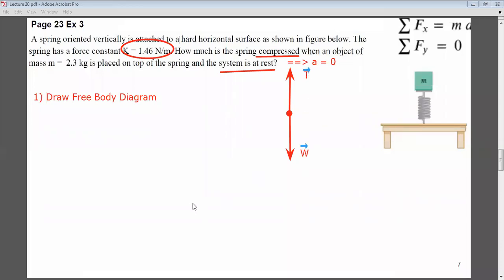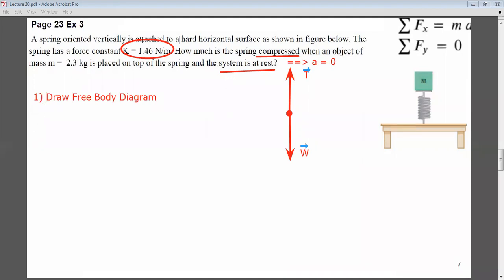Okay, so this is the object and I put the forces on it. There is no surface, so there is no normal. There is no surface, so there is no friction, and there is nothing else here. There's only the W and the tension. Now, this is the free body diagram.